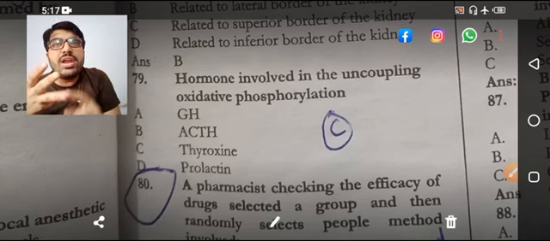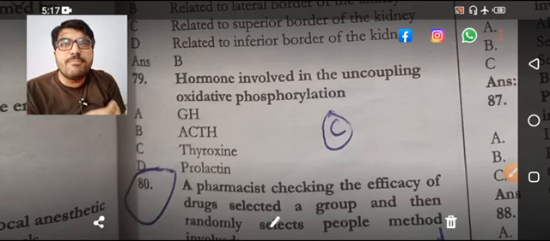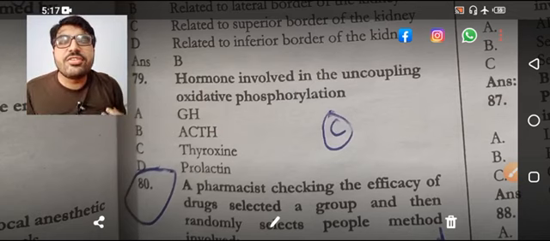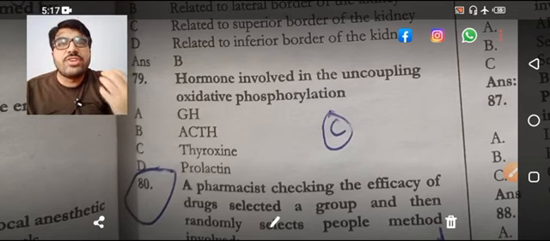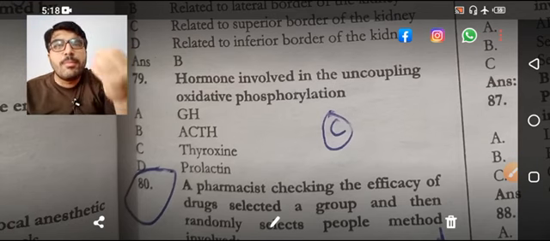Next MCQ: cold induced non-shivering thermogenesis mostly takes place in infants, neonates and children, and takes place in which fat? The answer is brown fat.